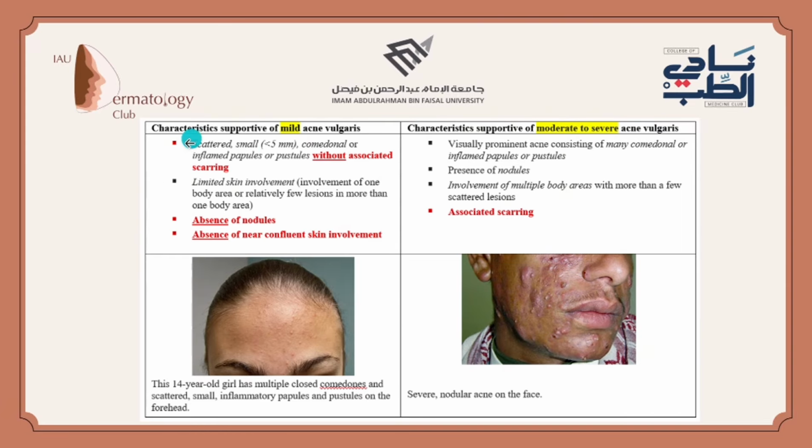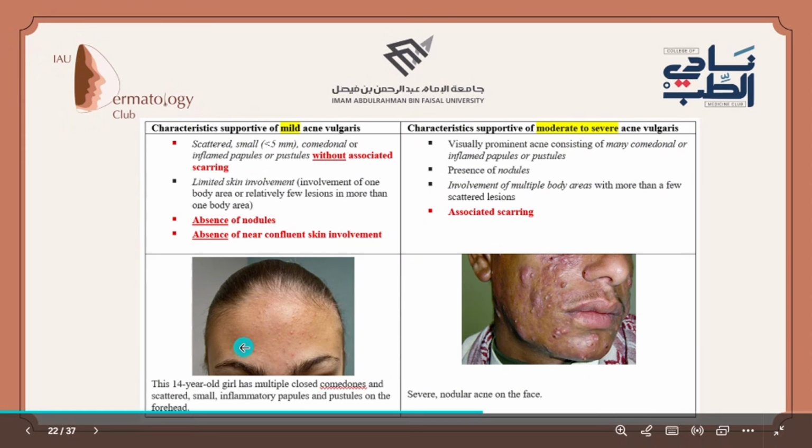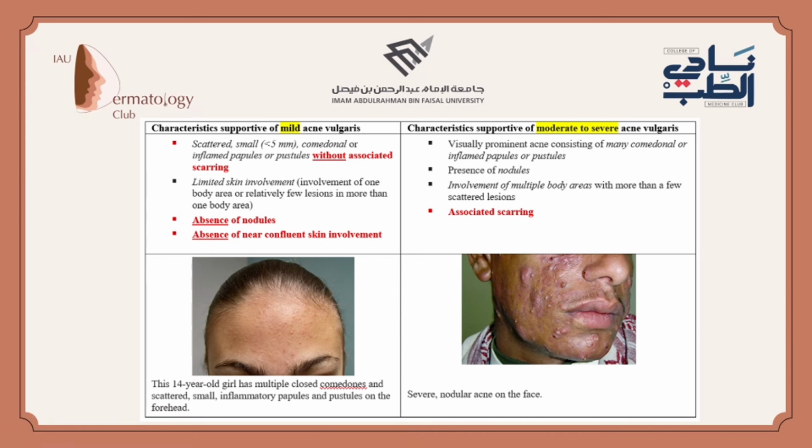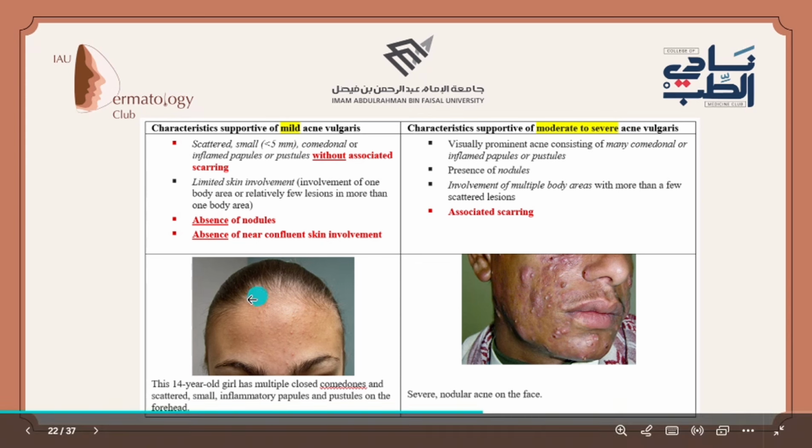Okay. For grading, it could be mild acne vulgaris or it could be moderate to severe. So the lesions in mild are typically comedonal, both open and closed. There are a few small inflammatory papules. The most important things here are the absence of scarring, absence of nodules, and the involvement is limited. It's not widespread or confluent. So here, as you can see, multiple clogged comedones and small papules over the forehead.